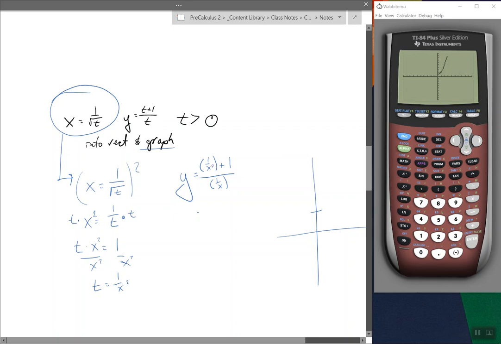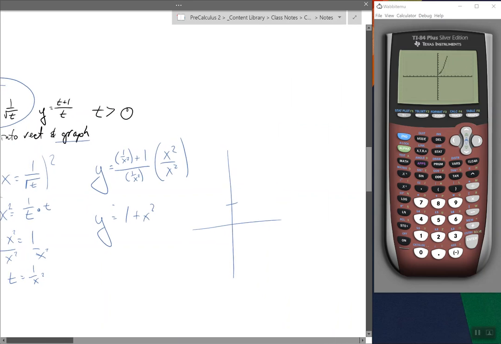Apologies. So this is 1 over x squared, and that's 1 over x squared. So we're still going to multiply by x squared over x squared. Same process, just having a square there. So we get y equals, we still get the same thing, it's just squared. So 1 plus x squared. So it is not a line, it is a parabola.